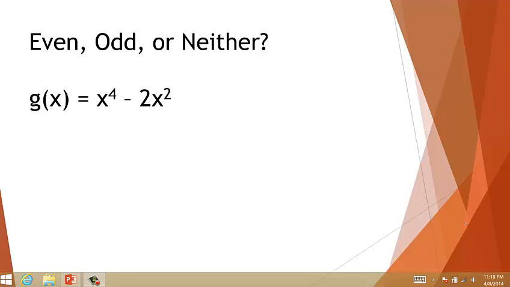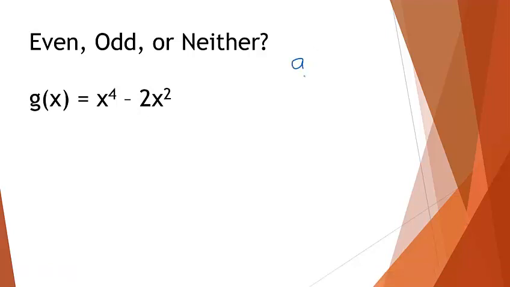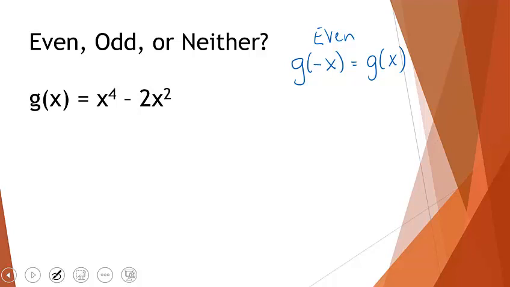In this example, we want to determine whether function g is even, odd, or neither. So we remember that when we do that, we want to evaluate the function at negative x and see what happens. If this is an even function, then when we take negative x and fill in, we should get exactly the same thing we started with, g of x. So we would get x to the fourth minus 2x squared.